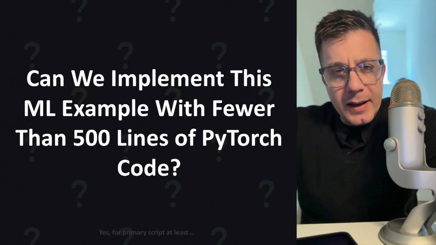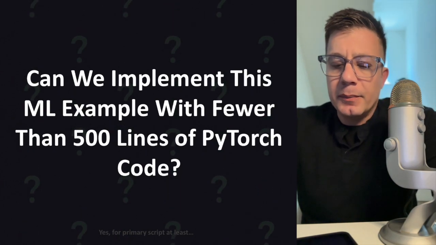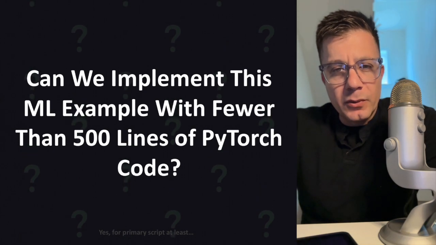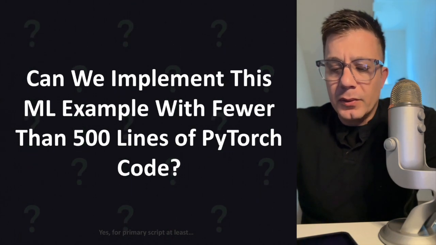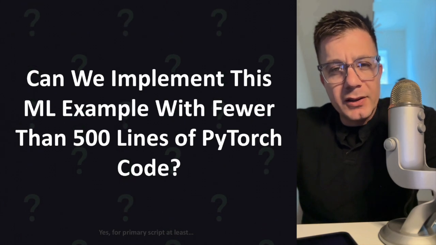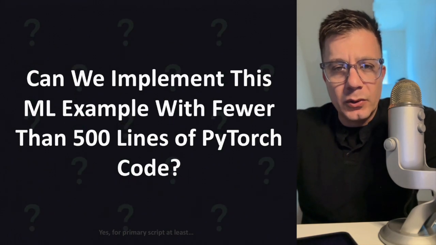I'd like to begin by asking a question, and that is, can we implement this machine learning example, the one from the previous module, where we want to recognize handwritten digits 0 through 9? Can we do this with fewer than 500 lines of PyTorch code? And the answer is yes, at least for the primary executable script.